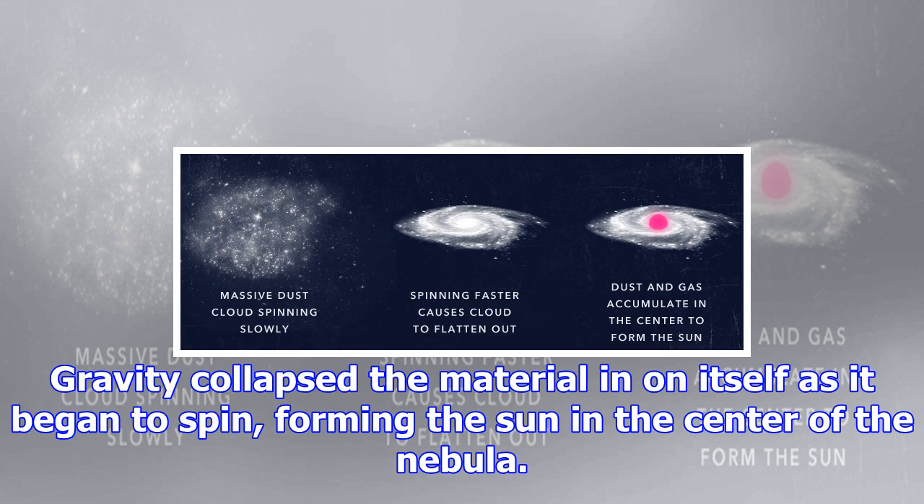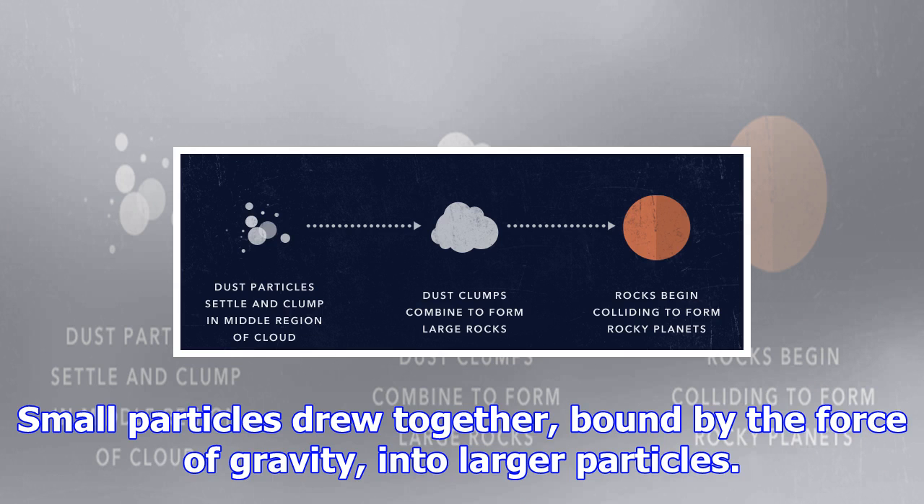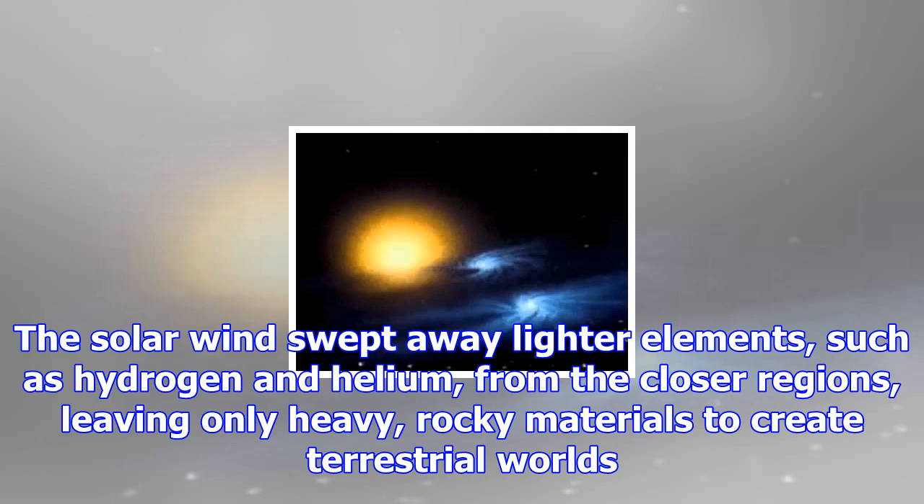The core accretion model. Approximately 4.6 billion years ago, the solar system was a cloud of dust and gas known as a solar nebula. Gravity collapsed the material in on itself as it began to spin, forming the sun in the center of the nebula. With the rise of the sun, the remaining material began to clump together. Small particles drew together, bound by the force of gravity, into larger particles.